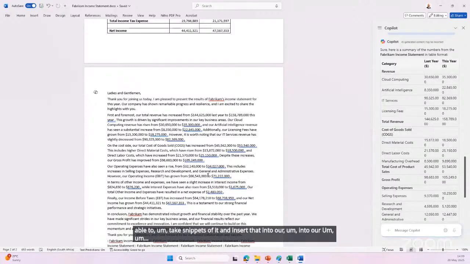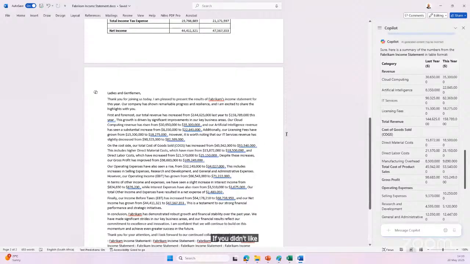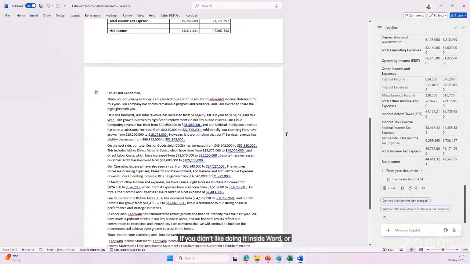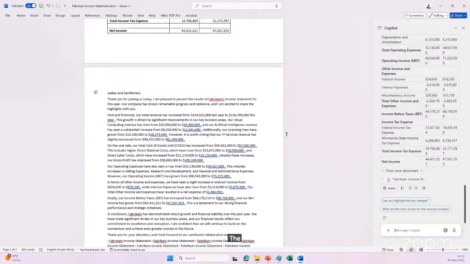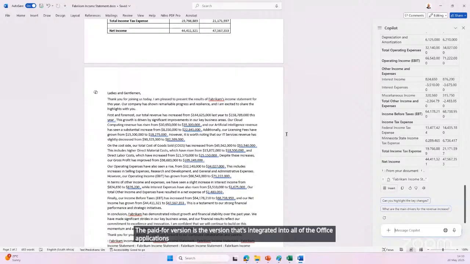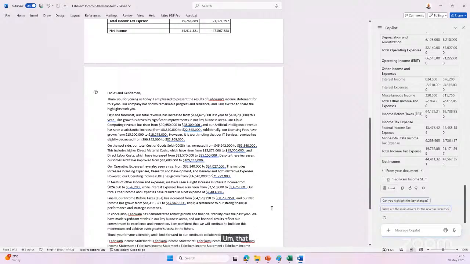Like I always say to people, there are many ways to do the same thing. If you didn't like doing it inside Word, or perhaps you didn't have a Microsoft Copilot license for Word, because of course Microsoft Copilot has a free version and a paid-for version. The paid-for version is the version that's integrated into all of the Office applications, and perhaps you didn't have that. That's not necessarily a problem.